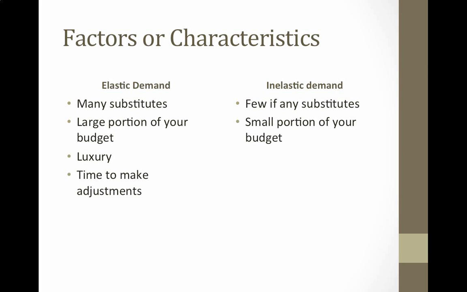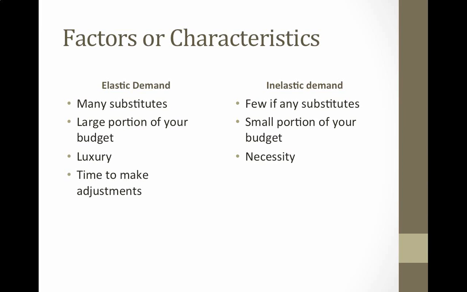If it's a small portion of your budget, an example of this usually they give is table salt. Table salt for a Morton's container of that is like 60, 70 cents. If they increase the price by 100%, now it's $1.20, $1.40. We will continue to buy it.